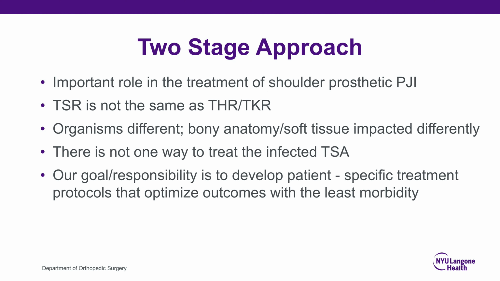So the two-stage approach for me is very important in the treatment of shoulder prosthetic joint infection. However, we recognize that shoulder replacements are not the same as hip and knee replacements. The organisms are different, the bony anatomy and soft tissue is impacted differently, and therefore reconstructions have to be considered differently. There is not one way to treat the infected shoulder arthroplasty.